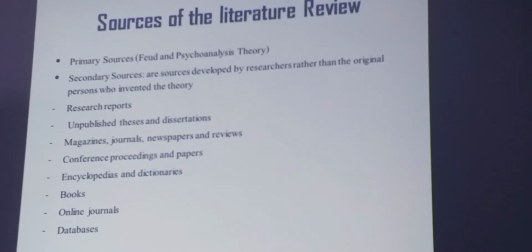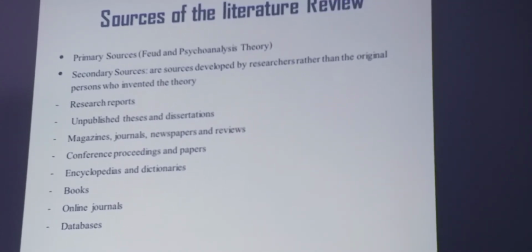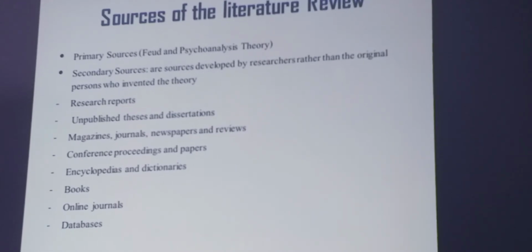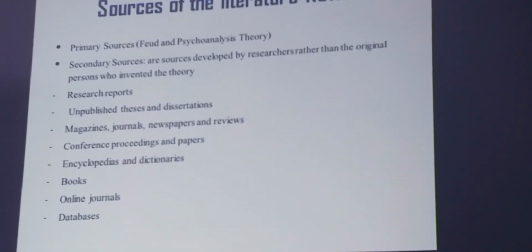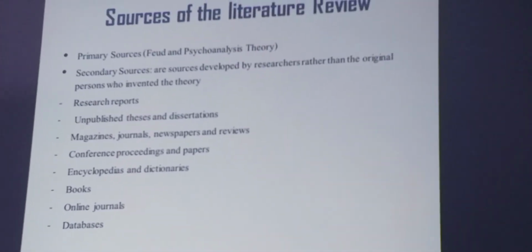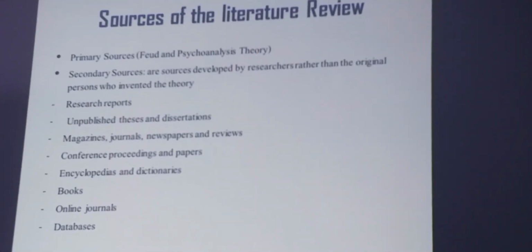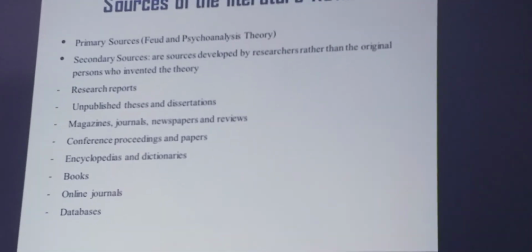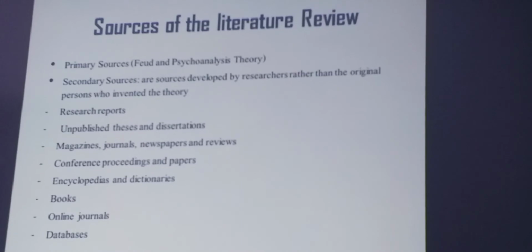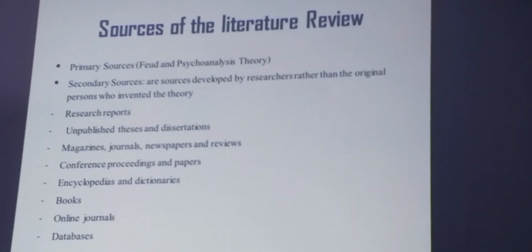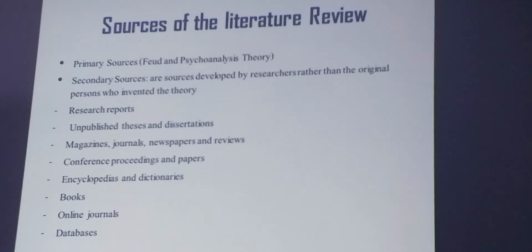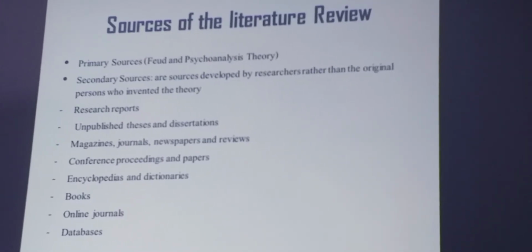And we've got tertiary sources, all those who have worked with Freud and psychoanalysis theory. So sources can be research reports and published pieces and dissertations, magazines, journals, articles, newspapers, reviews, conference proceedings and papers, encyclopedias and dictionaries, books, online journals, or printed journals and databases. So collecting these sources is done in the first stage, or what we call the working backwards research.